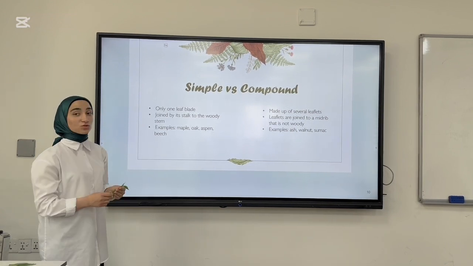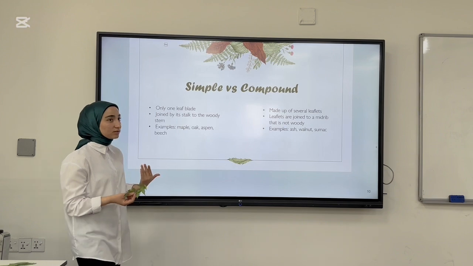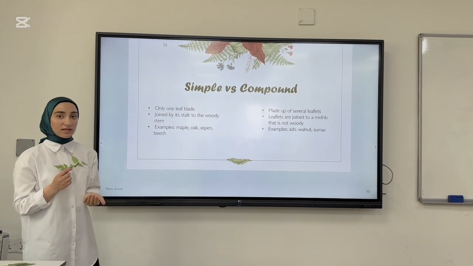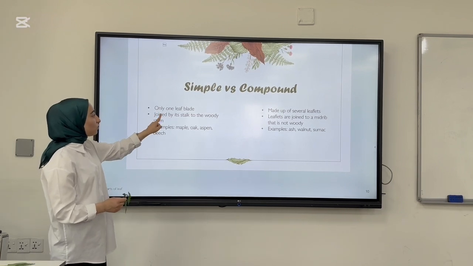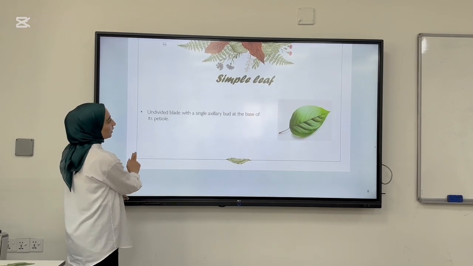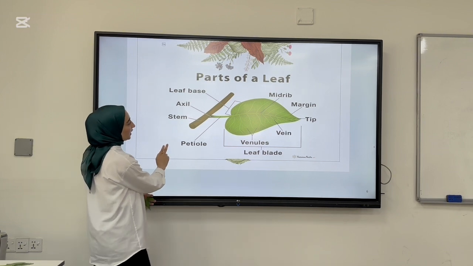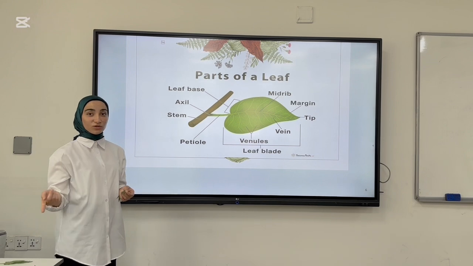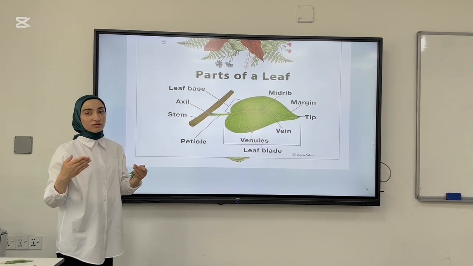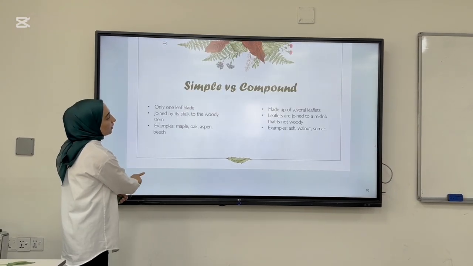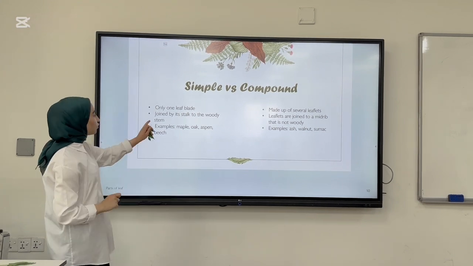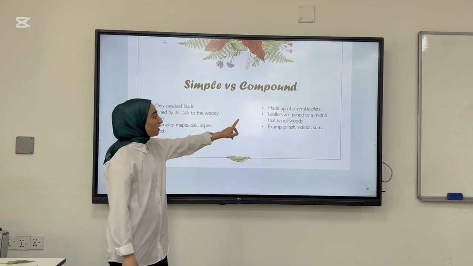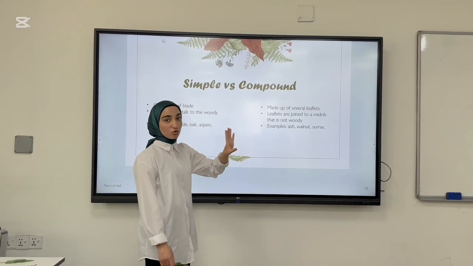Simple and compound. What's the difference between the simple and compound? The simple leaf contains only one leaf blade, but the compound one contains more than one leaf blade. The simple leaf is also joined by its stalk to the woody stem. But in the compound one, leaflets are joined to the midrib, which is not woody.